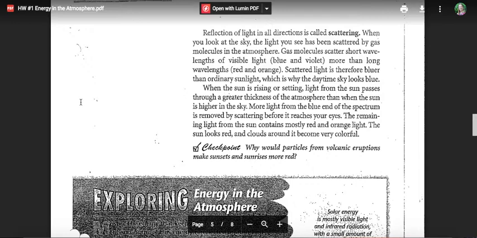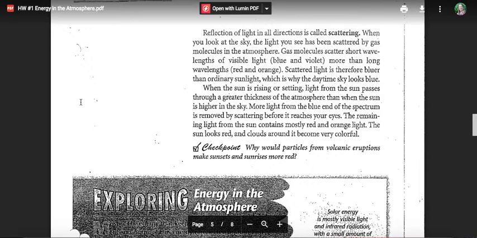Gas molecules scatter shorter wavelengths of visible light, remember that was on the blue and violet end, more than long wavelengths, which is like red and orange. Scattered light is therefore bluer than ordinary sunlight, which is why the daytime sky looks blue.